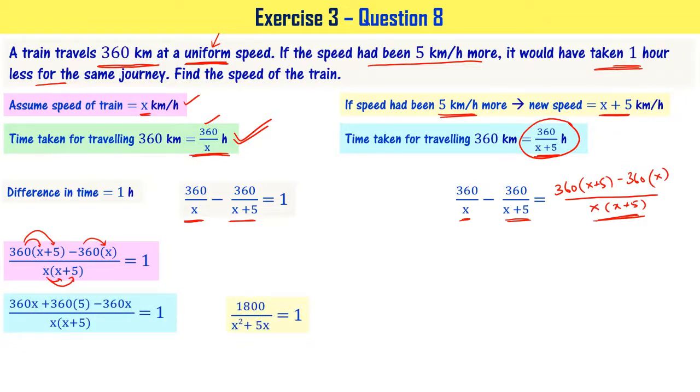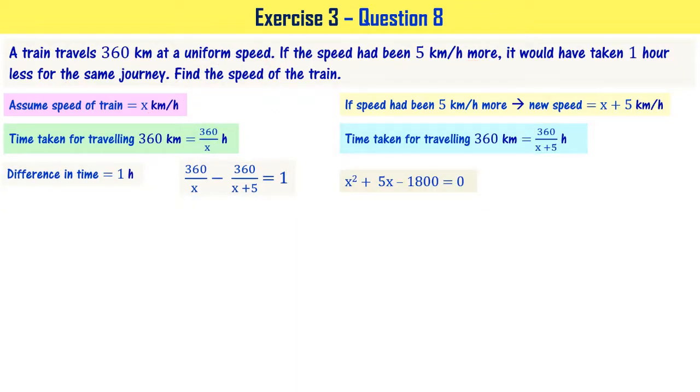When you do that and simplify it, the equation you have is 1800 divided by x square plus 5x equal to 1. Now I can write this as 1 by 1. We can take the cross multiplication. When you do this, the equation becomes x square plus 5x equal to 1800, right? x square plus 5x equal to 1800 can be written as x square plus 5x minus 1800 equal to 0. This is the equation we have to solve now to get the value of x. If you know the value of x, it means you know the speed of the train, right?